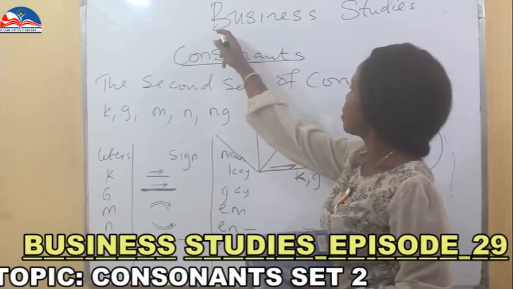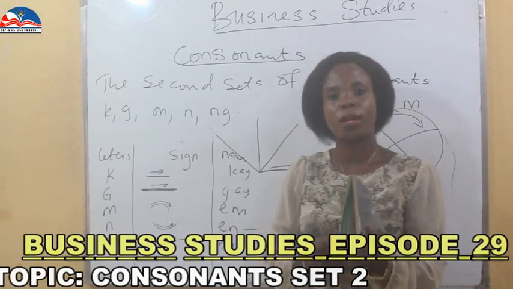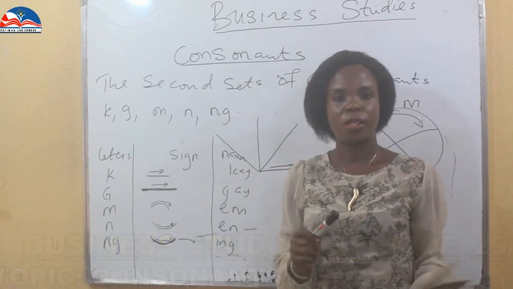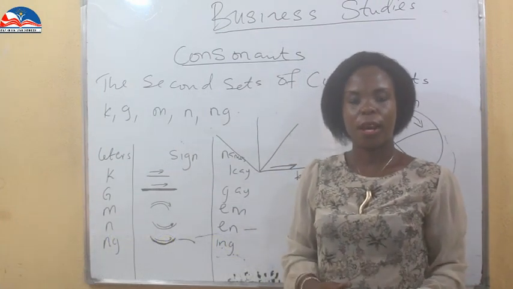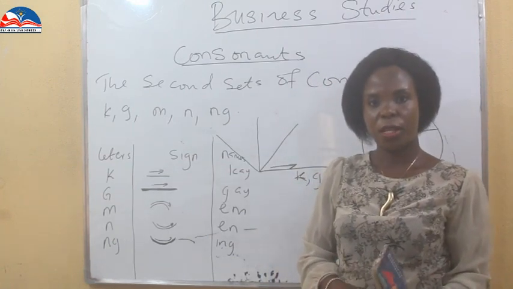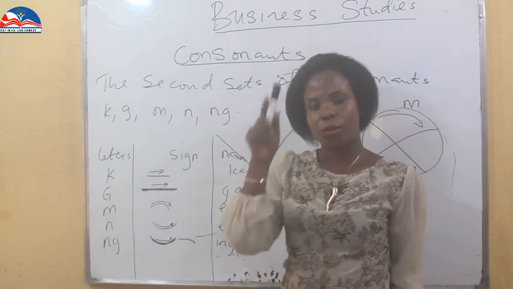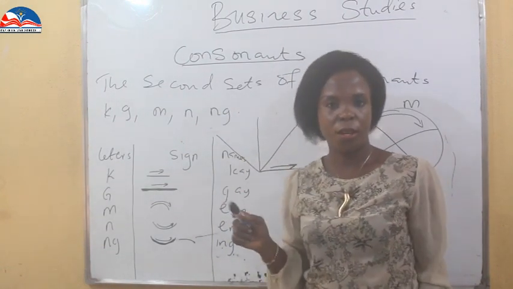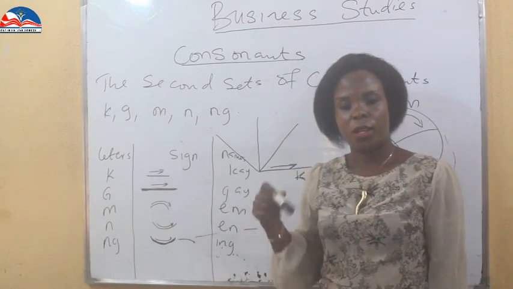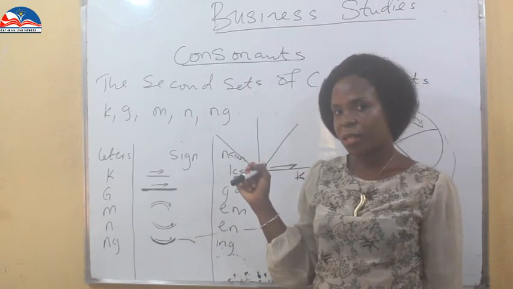Our business study class, and we are taking the second set of consonants. In your second term and in your JSS 1 class, I took the first set of consonants, the P, B, Ch, J, D. We took that first set of consonants that we represented.